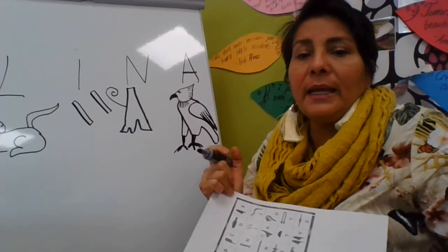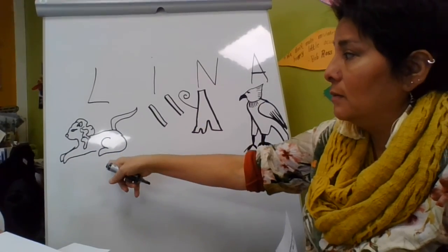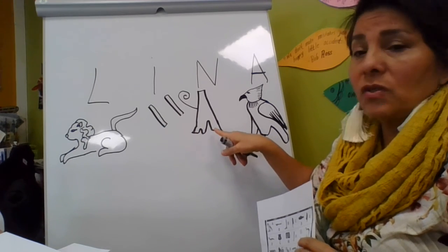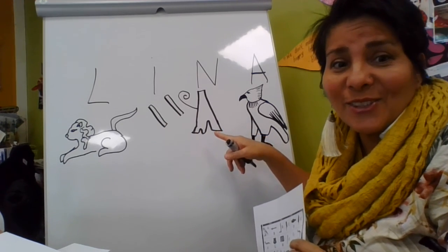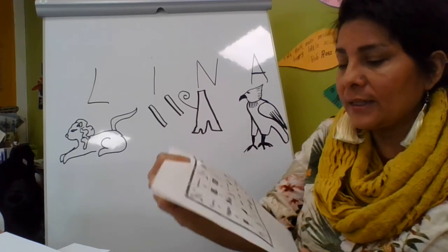So if you see my name, Lena, right? It has L, the lion, I, the sticks, N happens to look sort of like, to me, as far as I'm concerned, the Eiffel Tower. And then the A looks like a falcon. I think I did pretty good.